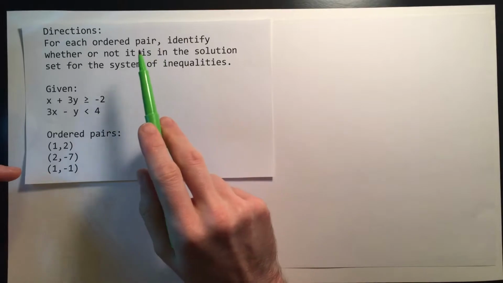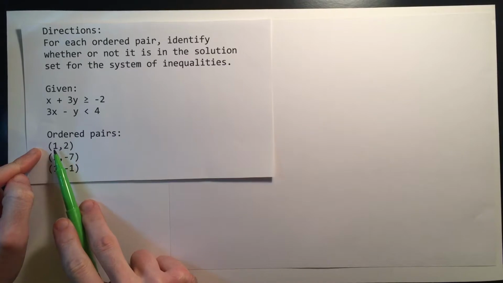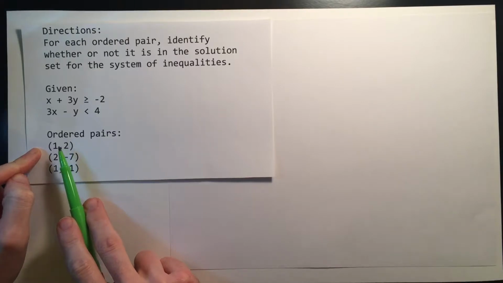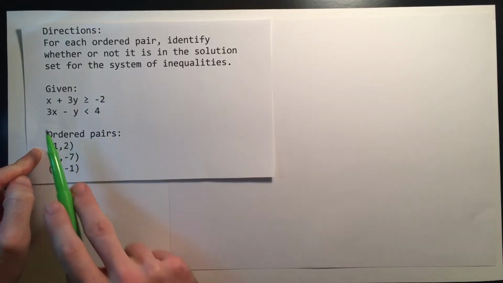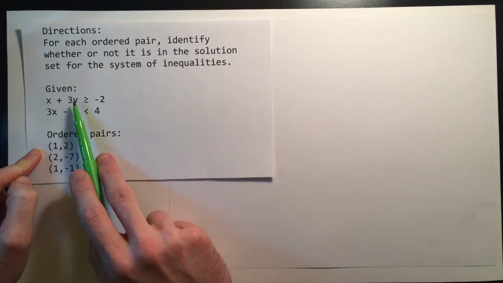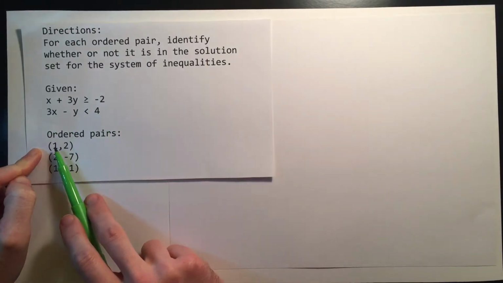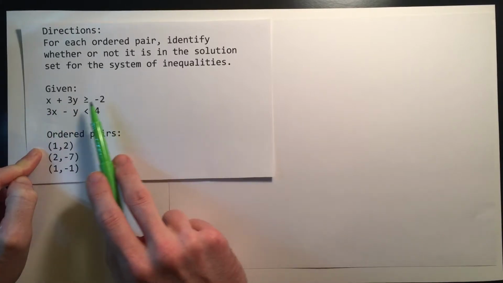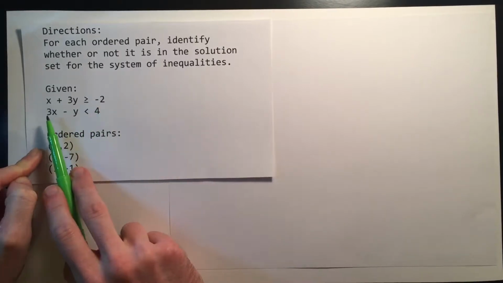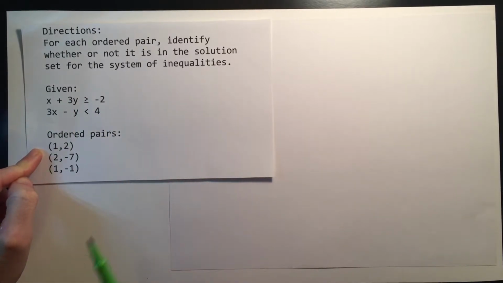And when we're asked to identify if the ordered pair is in the solution set, that just means take these ordered pairs, which are x, y values, coordinates on a graph that would make a point, and substitute the x value, the 1, in for the x, and the y value, the 2, in for the y, and see if the left side then, once you do that, is in fact greater than or equal to -2, and then do the same for the other inequality. If an ordered pair works for both inequalities, so that the inequality symbols are true, the left side is greater than or equal to -2, or the left side is less than 4, then that ordered pair, if it works for both inequalities, is in the solution set.